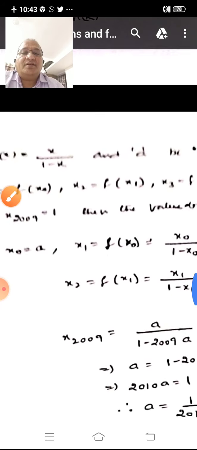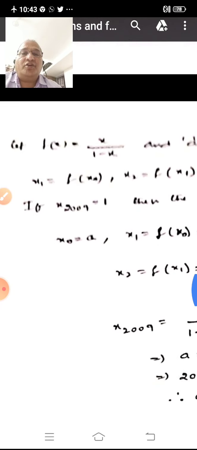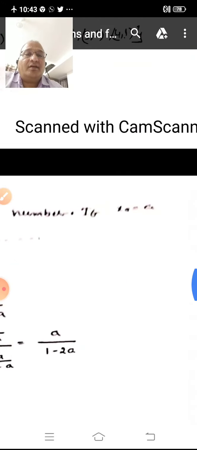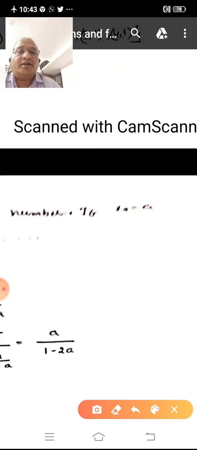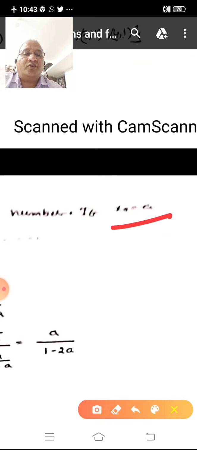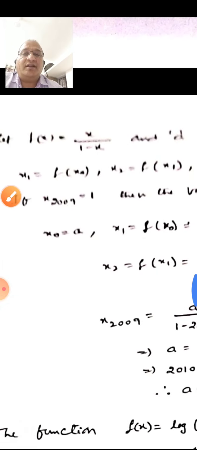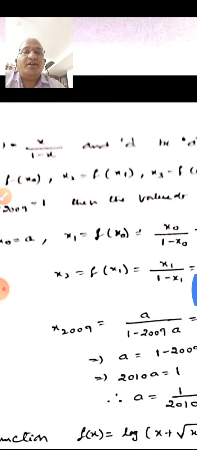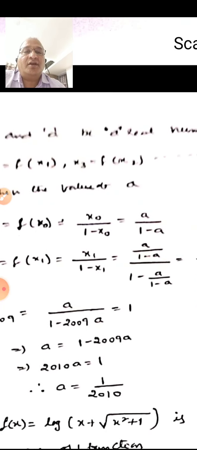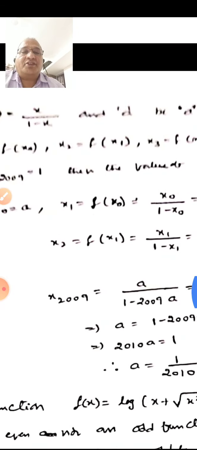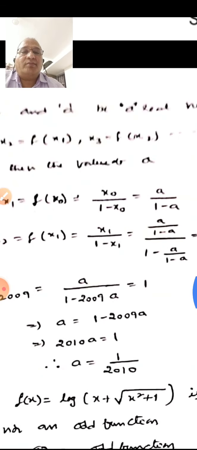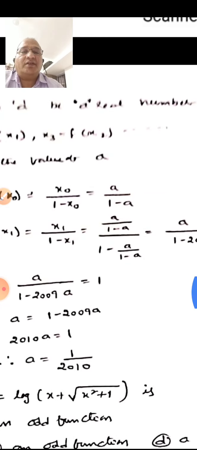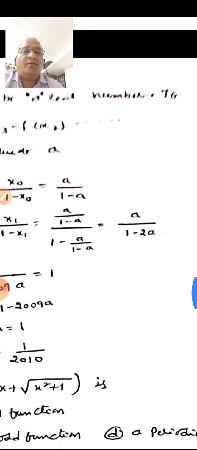As per the given, x0 is equal to a, I told already, once again I am telling. So here also I take x0 is equal to a, x1 is equal to f of x0. According to the definition, if you replace x0, we get a minus 1 by a. x2 is equal to f of x1, x1 by 1 minus x1, I replace x1 with a by 1 minus a. If you take LCM, you will get a by 1 minus 2a.